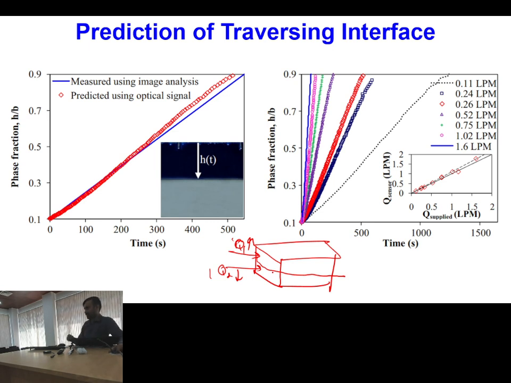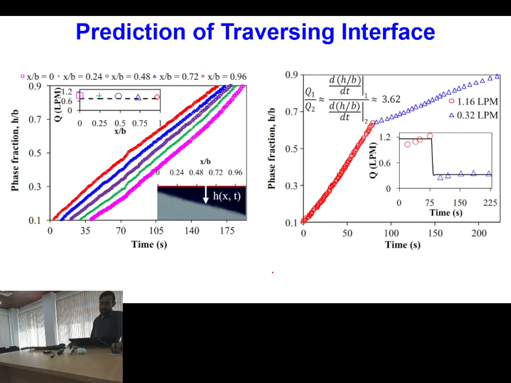Okay, but the only thing is that if you have to employ this type of system, you need optical access. Optical access means your system should be transparent. So this is the application for variable flow rate. Here you can see when the flow was maintained at one particular flow rate, then suddenly the flow rate was changed to a second flow rate. That type of change in the flow rate was also predicted by this system with sufficient accuracy.